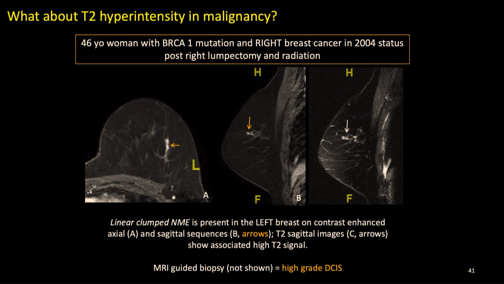So I mentioned T2 hyperintensity in malignancy. It's important to be cautious about this. This is a nice example of a 46-year-old woman with a BRCA1 mutation and right breast cancer in 2004. And you can see that there's linear clumped NME in the left breast. And you can see that there is associated T2 hyperintensity within this area. So you have to go by your most suspicious features. Here you have a suspicious morphology as well as a suspicious distribution. And this is high-grade DCIS despite the high T2 signal.